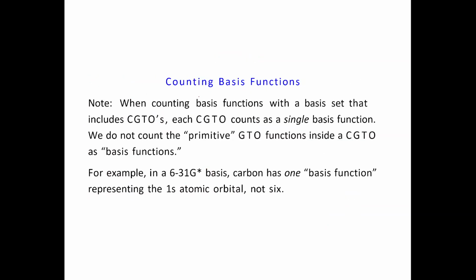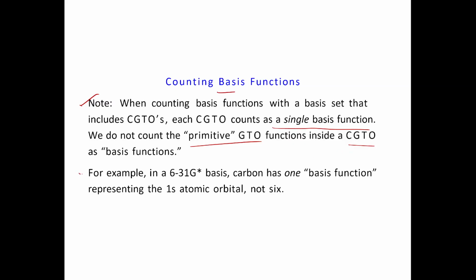Now, counting basis functions is very important. When counting basis functions with a basis set that includes contracted Gaussian type orbitals, each contracted Gaussian counts as a single basis function. So when you take 3 Gaussians and make one contracted Gaussian type orbital, that gives you only a single basis function. We do not count the primitive Gaussian type orbital functions inside a contracted Gaussian type orbital.